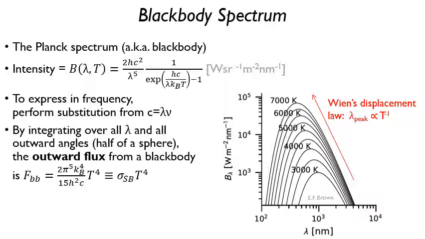So when you do that integral, which is in the book, then you see that the blackbody flux is proportional to the temperature of the object to the fourth. And you have all these constants here. You have Boltzmann's constant, Planck constant, the speed of light, pi, and some numbers. You combine all those together, and that gives you what's known as the Stefan-Boltzmann constant. So the flux of a blackbody is proportional to the temperature of that object to the fourth power.